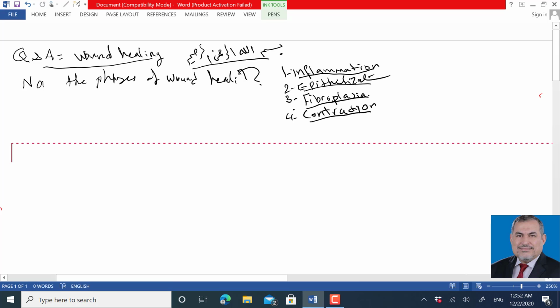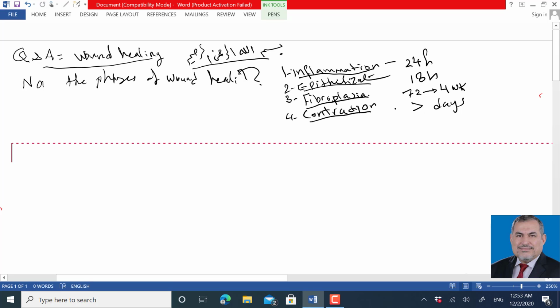What is the duration of these phases? The duration for each phase. The duration of inflammation is 24 hours. The duration for epithelialization, it happens after 48 hours. Again, fibroplasia, 72 hours to 4 weeks. And then contraction, wound contraction starts more than 5 days.